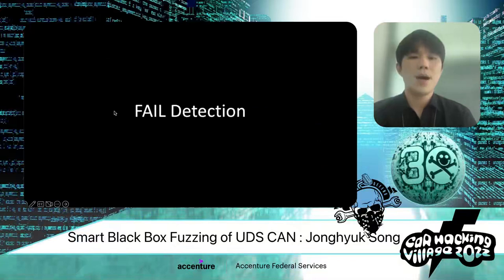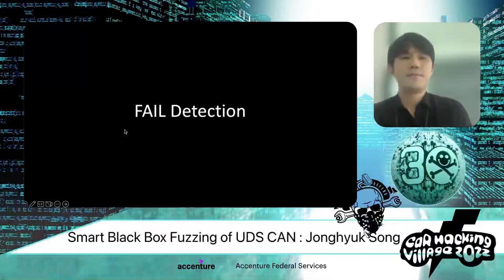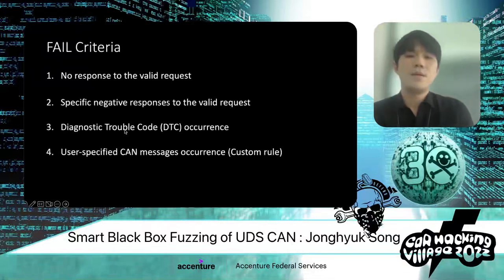Until now, I talked about test case generation. Now I'm going to talk about how to detect a failure caused by the fuzzing test. The Fuzzer must decide pass or fail each time it sends a test case. We introduce 4 fail criteria.